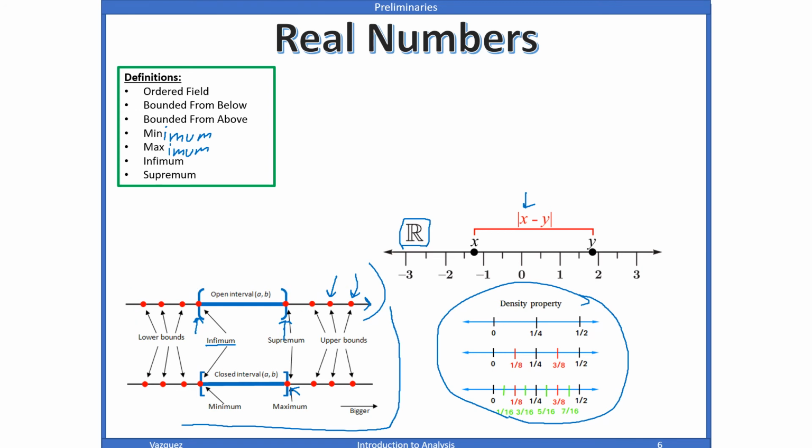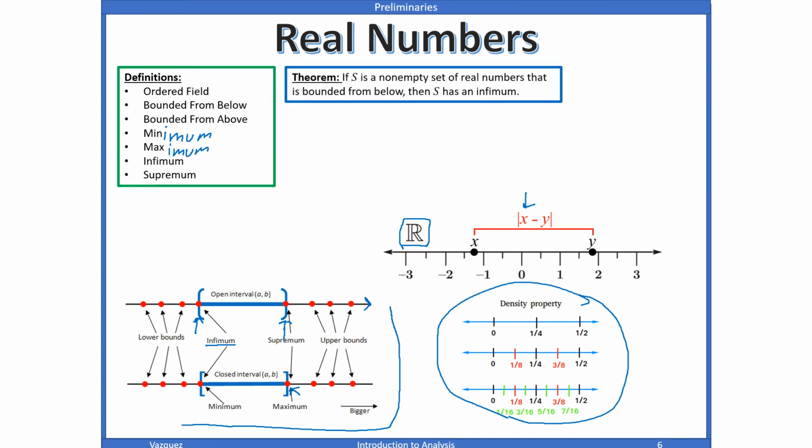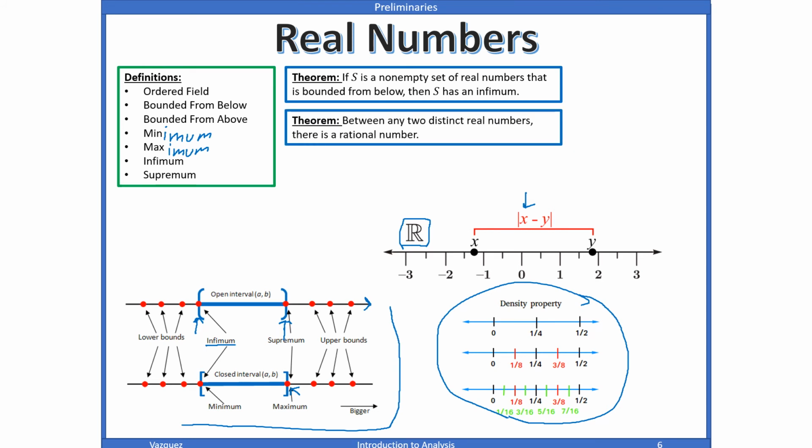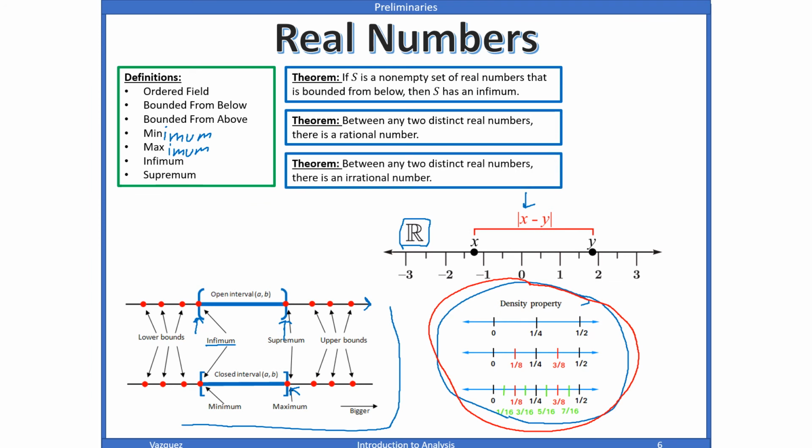And then going over a few theorems, we should know that if S is a non-empty set of the real numbers that is bounded from below, then S has an infimum. We should know that between any two distinct real numbers, there's a rational number. So what does that tell us? That tells us that the rational numbers are dense in the reals. Between any two distinct real numbers, there's also an irrational number, telling us that the set of irrational numbers is dense in the reals.